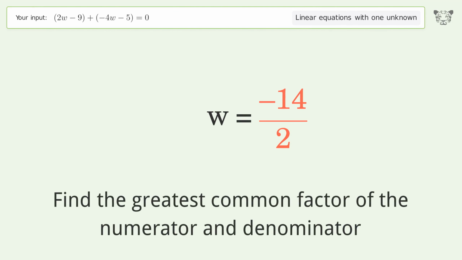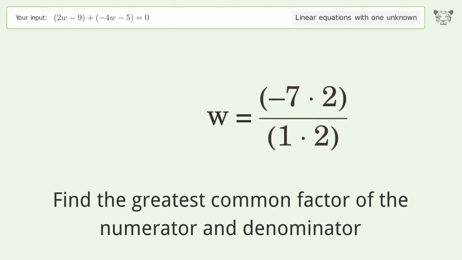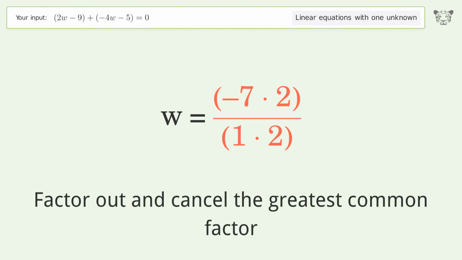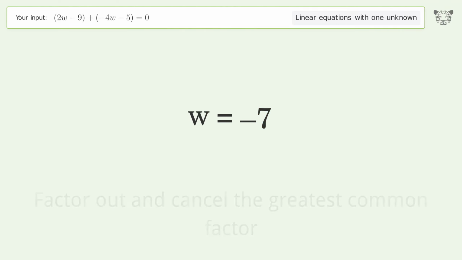Find the greatest common factor of the numerator and denominator. Factor out and cancel the greatest common factor. And so the final result is w equals -7.